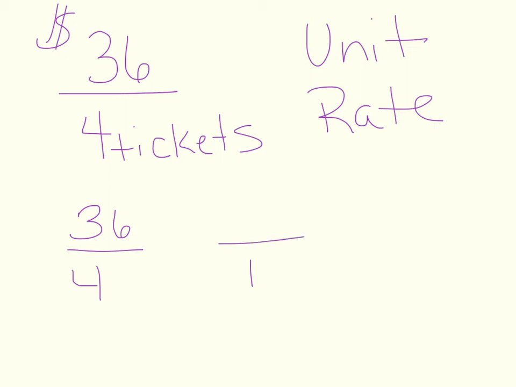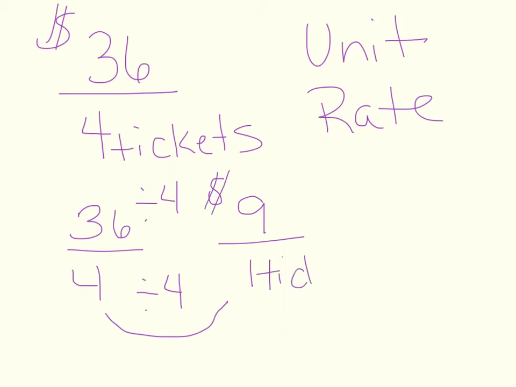How can we solve this? We can reduce the 4 to 1 by dividing by 4. But that means that we also have to reduce the top number of the fraction by 4. So the result is 9 over 1. What does that mean? It means that for every person or every ticket, it will cost $9.